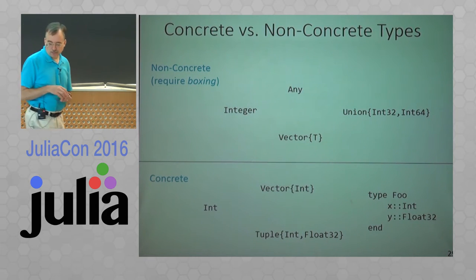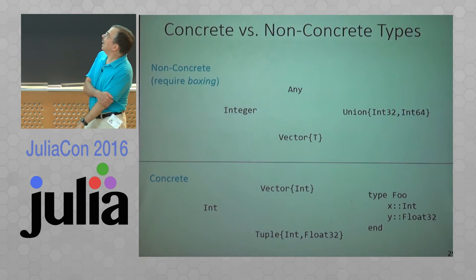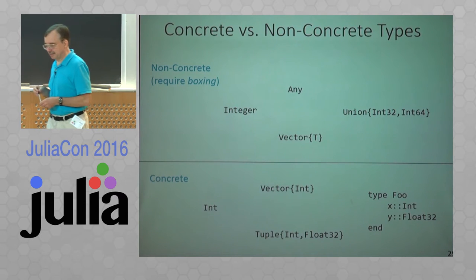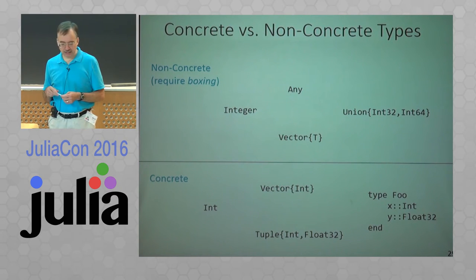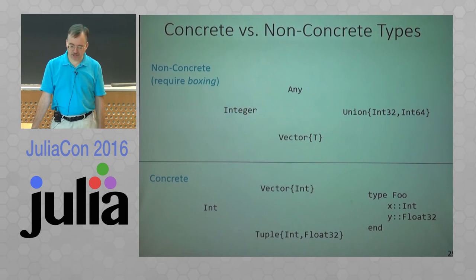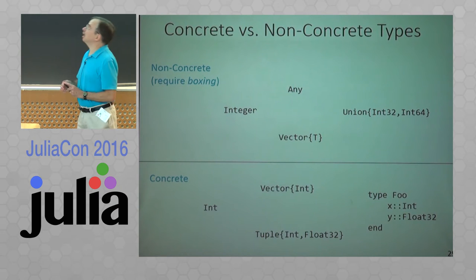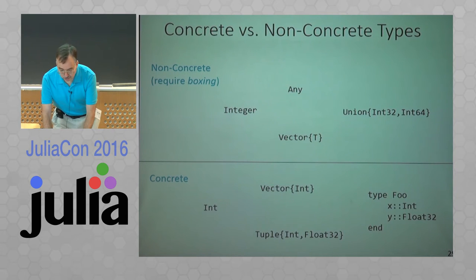Now, non-concrete types are ones where the compiler doesn't know the bit layout, and therefore they require boxing. Any, the very top of the type hierarchy, is definitely boxed because it could be anything in the system. Integer includes, say, 8-bit integers, 16-bit, 32, 64, really big integers, so the compiler doesn't know the exact bit layout. Vector{T} is a parametric type. Until the value of T is known, that is, until Vector{T} is instantiated, we don't know the bit layout at all. And then union types in Julia: a Union of Int32 and Int64 says very directly this type could be an Int32 or an Int64. So the compiler's not going to know the layout for a Union.